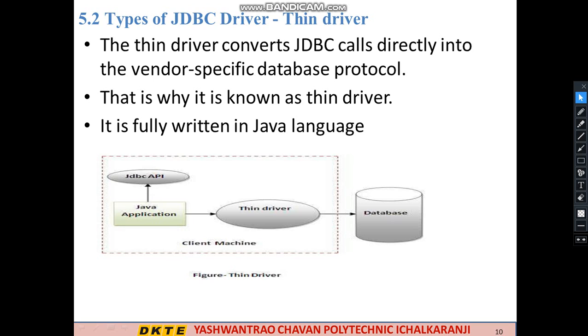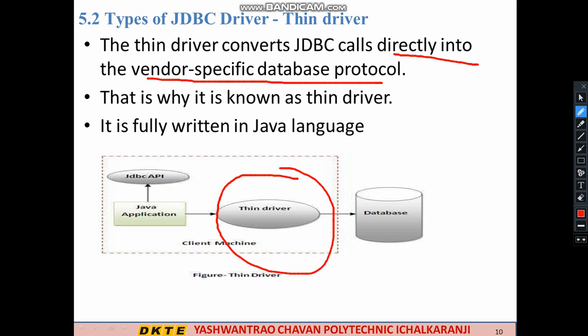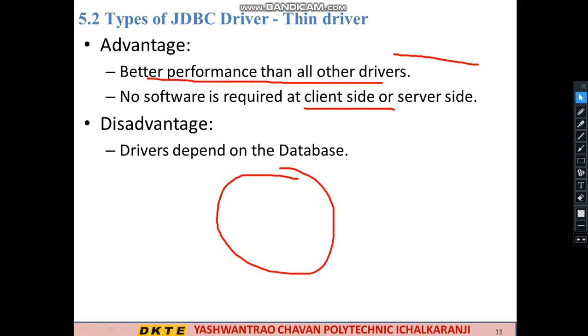The last one is the thin driver, that is, the thin driver converts JDBC calls into a vendor specific database driver. So this is the block here where we are converting to the vendor specific database driver. It is known as the thin driver and it is again fully written in Java. Okay, now the middle block has totally changed. Its advantage is better performance than all other drivers. So no software is required at the client or server side, and drivers depend on the database, meaning the type of data. Okay, it will depend on what type your database is.